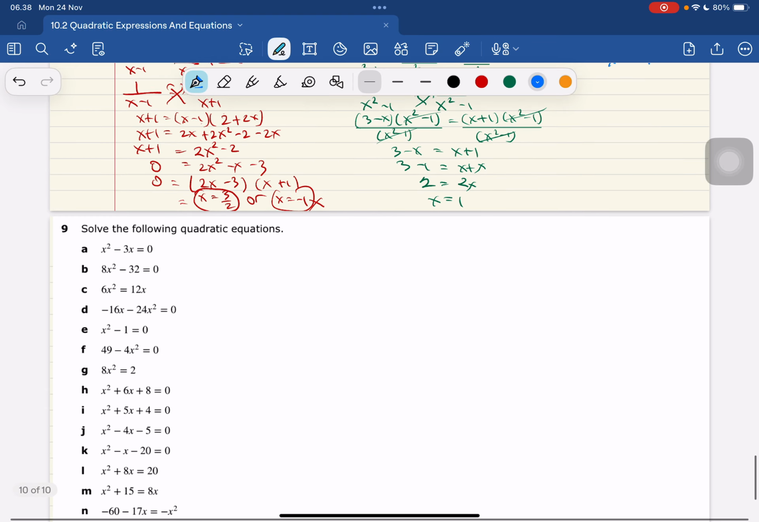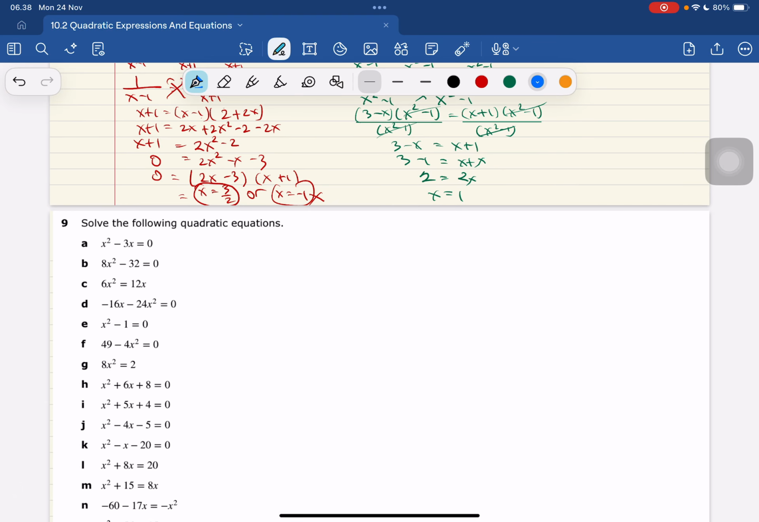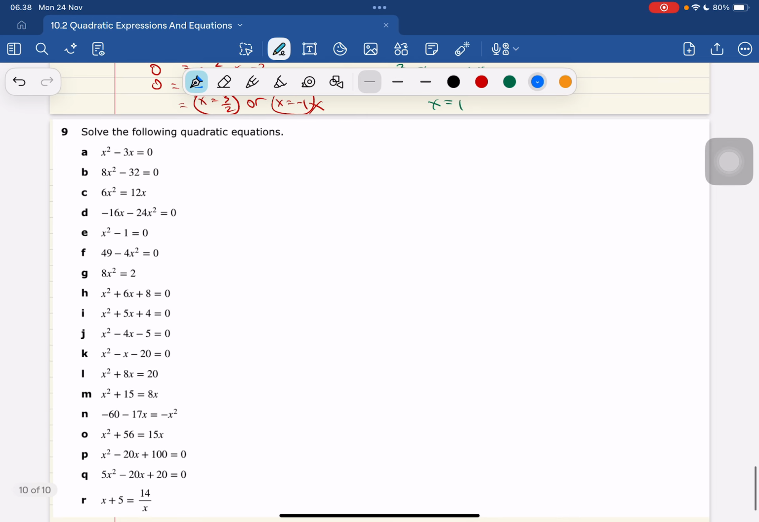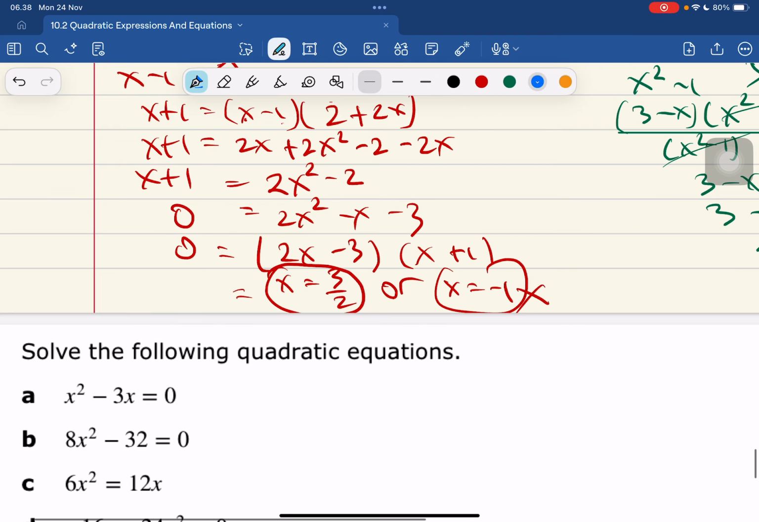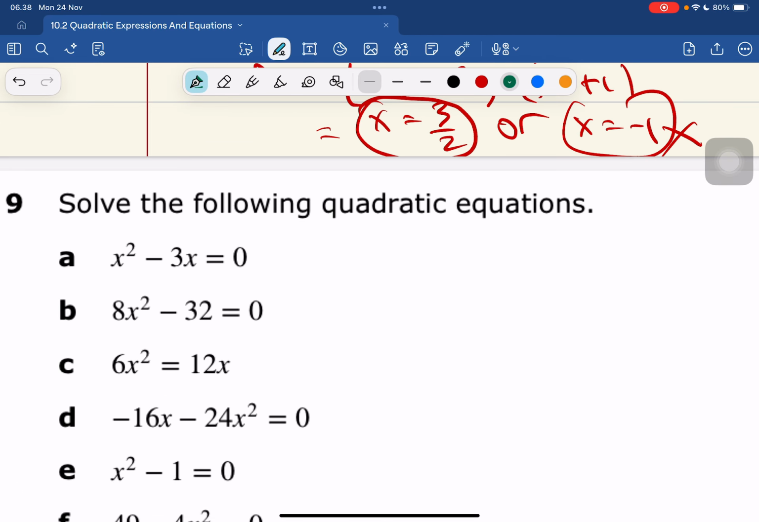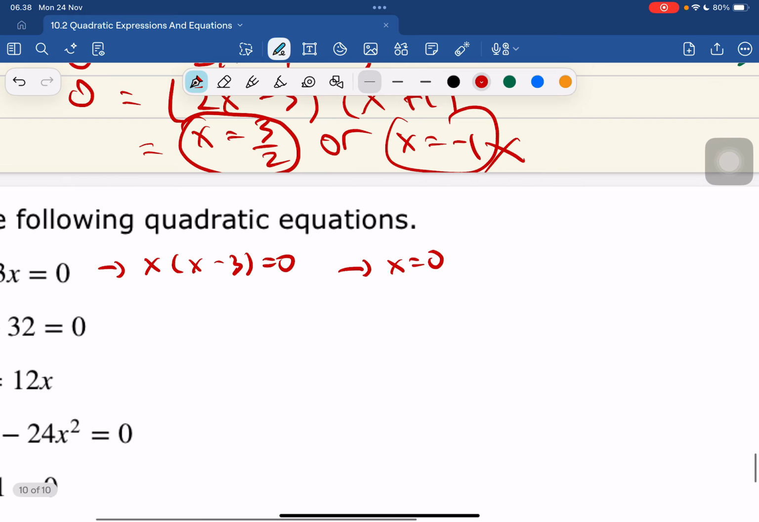There it is. Next, number 9. Solve the following quadratic equations. Okay, here. So for a, the common factor is x, and then we get x minus 3 equals 0. So first x equals 0, or x minus 3 equals 0 and x equals 3.